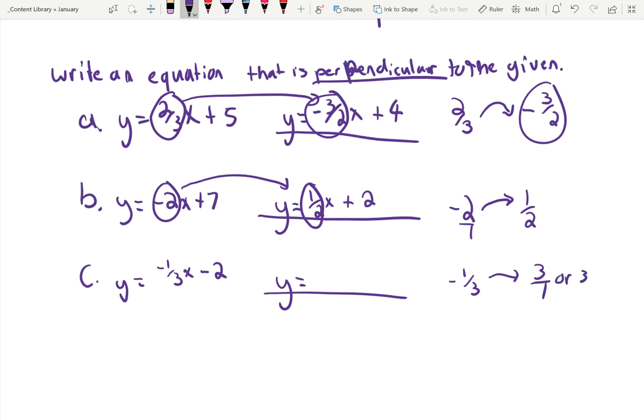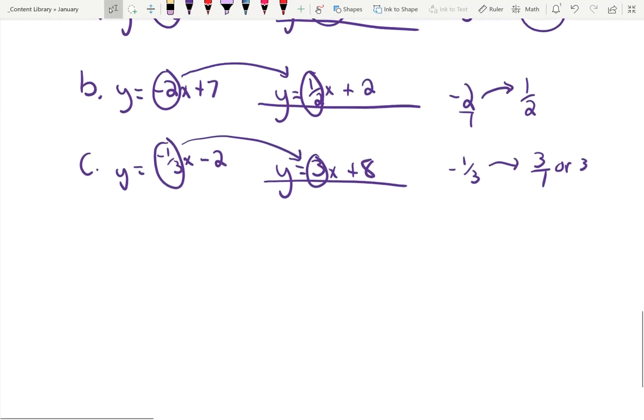So the opposite reciprocal slope would have a regular slope, 3x, and then again, make up any y-intercept for now. So we'll say +8. Doesn't really matter. But the main thing is slopes. That's the key. Okay? Opposite reciprocal slopes. We'll do one more. Test your knowledge.